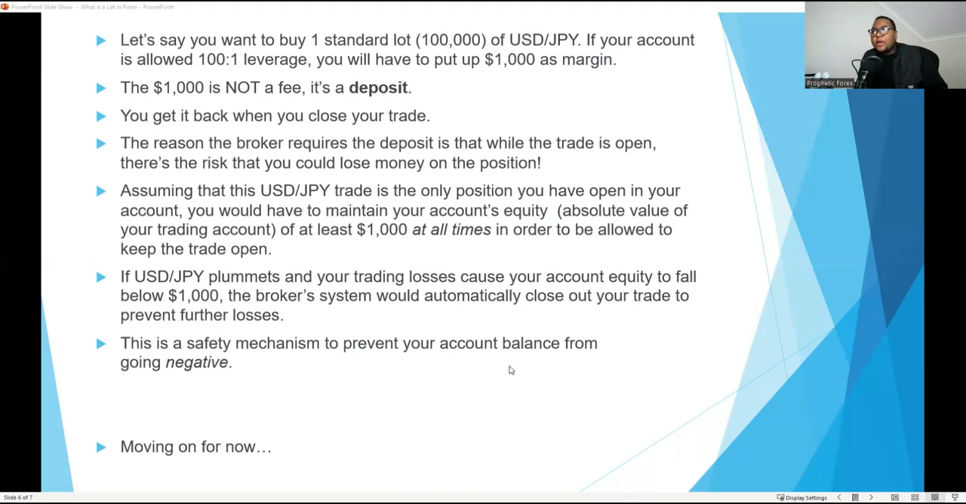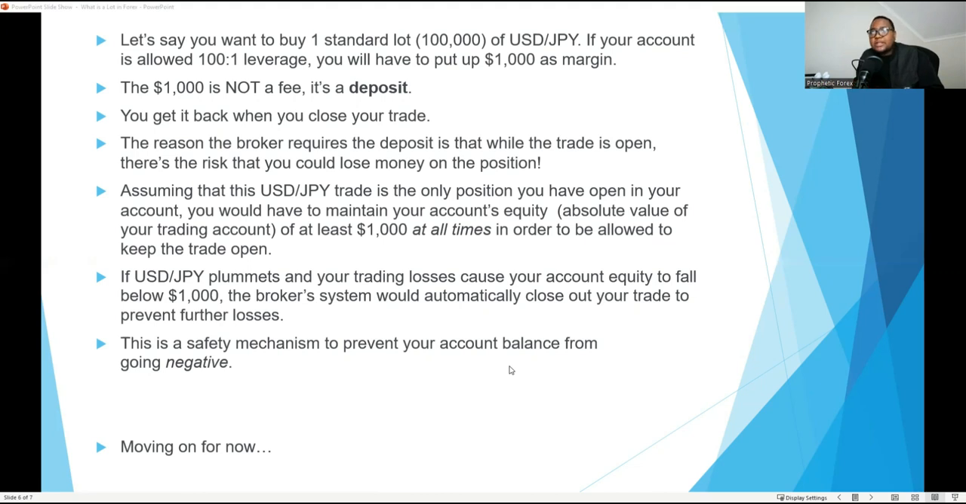So equity, for example, let's say you have 10,000 US dollars and your trade is on minus 1,000, so your equity will reflect as 9,000, and of course your equity will indirectly affect your margin. Okay, I hope you get it. So if the US dollar Japanese yen plunges and your trading causes losses on your equity to fall below 1,000, as I was just saying now, your brokers will automatically cut you off.